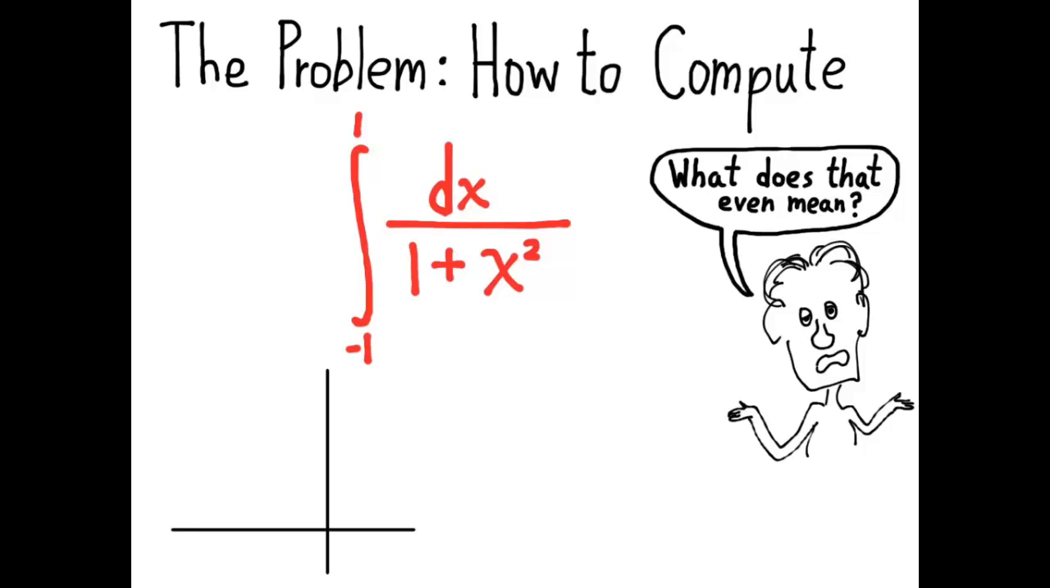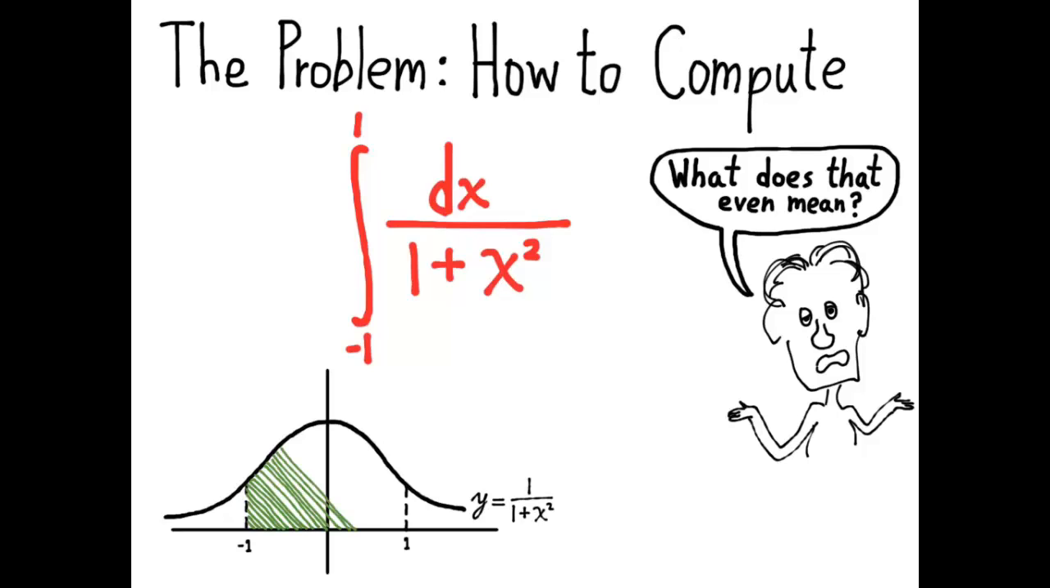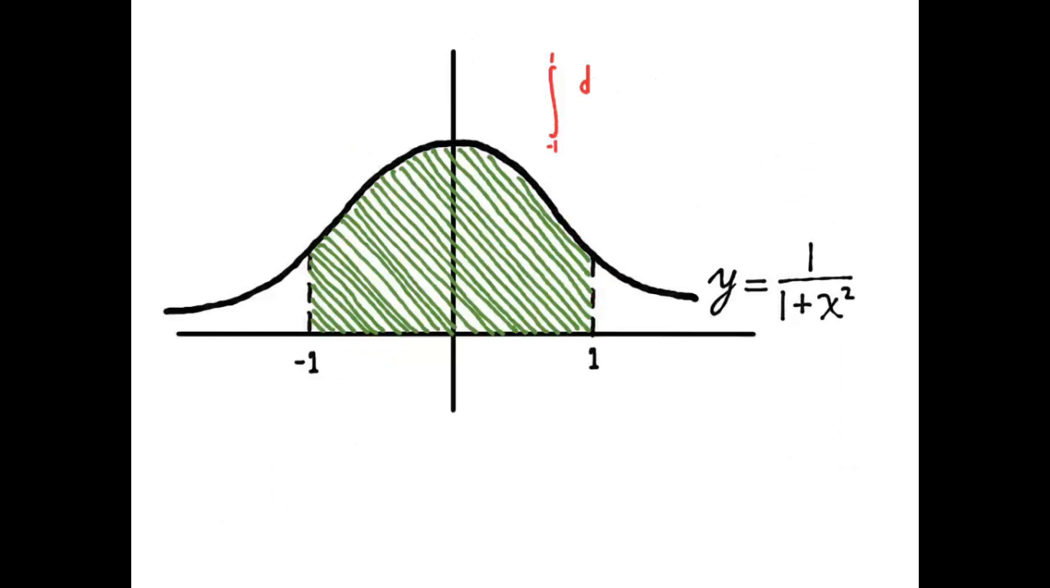means. One way of looking at it is that it's the area under the curve y equals 1 over 1 plus x squared between -1 and 1, the green shaded area that I'm showing over here. But we know that fundamentally the definition of this integral is a limit of a Riemann sum.